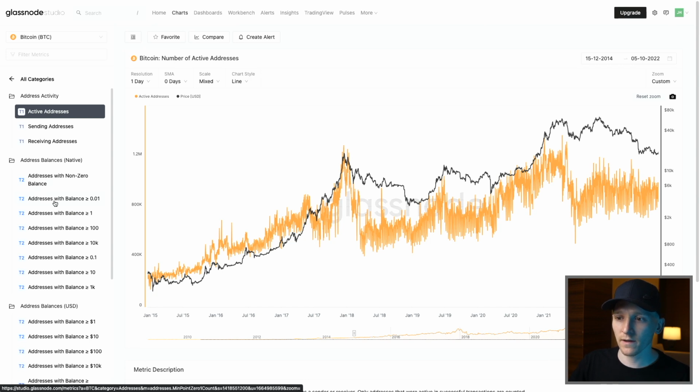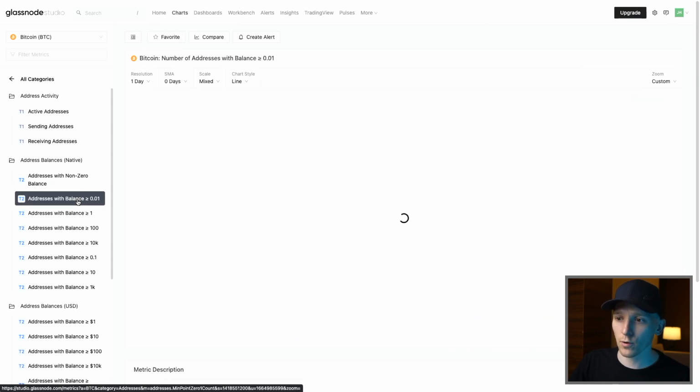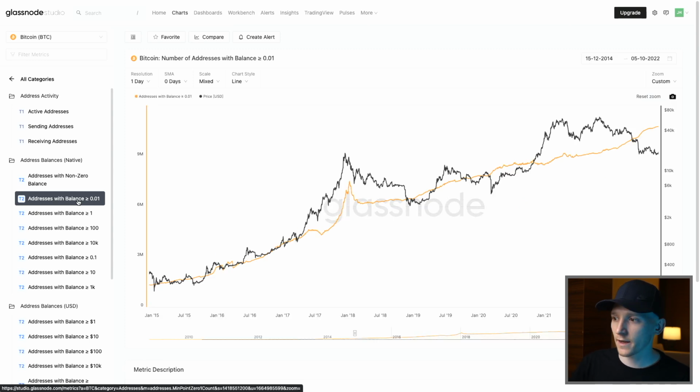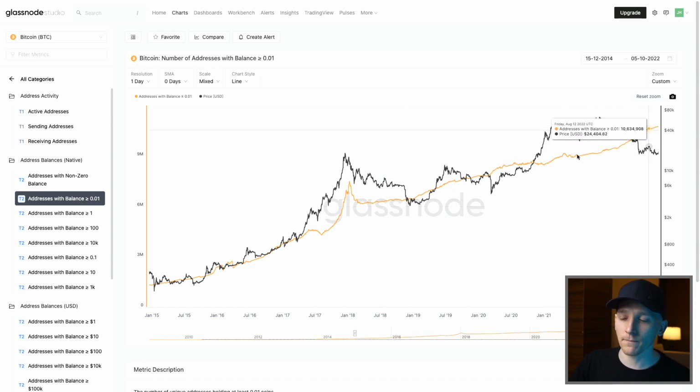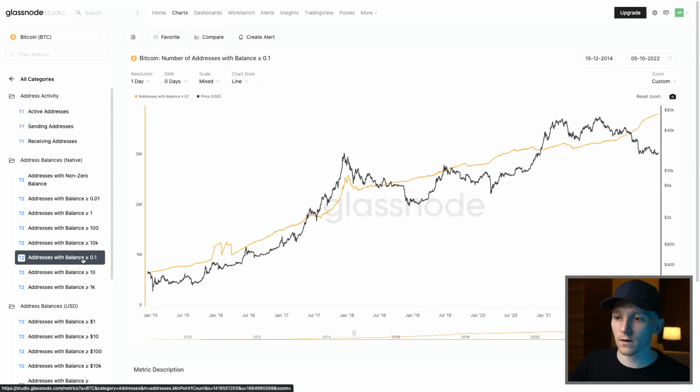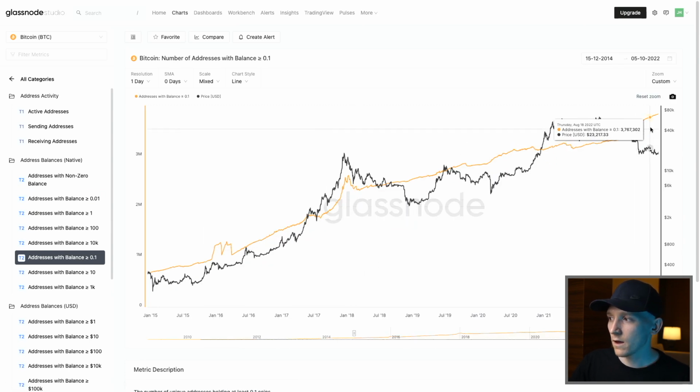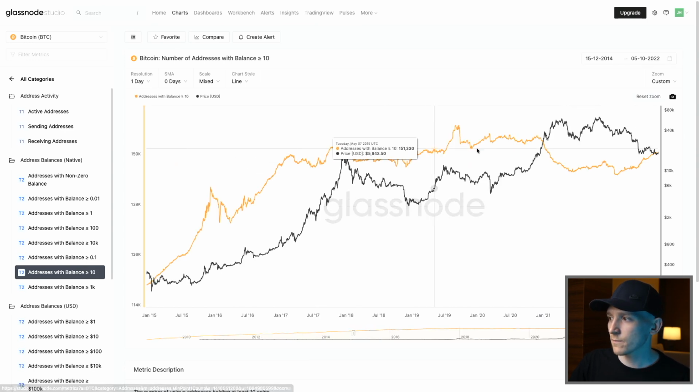So just clicking on these, we can see addresses with balance of more than 0.01. And this is just simple chart data. Now, this is showing that the amount of addresses with Bitcoin in them, just a tiny amount, is at an all-time high. And then if we look at address balance with more than 0.1, so again, a decent amount of crypto for an individual investor, you're looking at all-time high. Now, if you're looking at addresses with more than 10, that seems to be fairly flat, especially through the bull market. So what you can see here is that during the last bull market, when the price was topping out, addresses with more than 10 Bitcoin reduced.